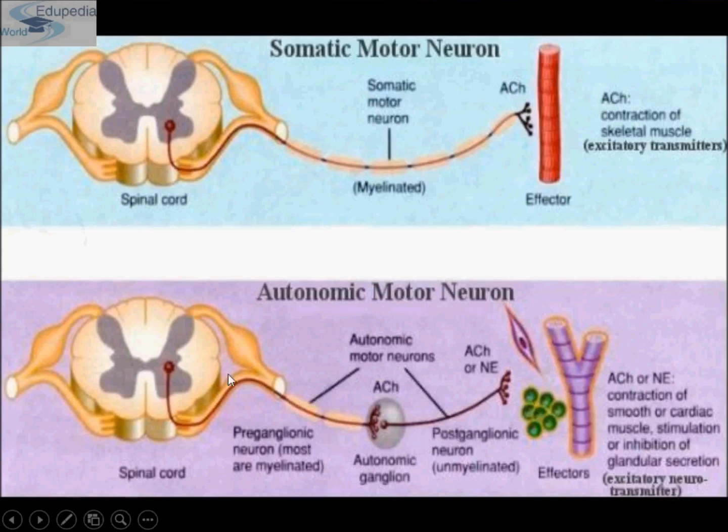Please note that the preganglionic neuron is myelinated in this case, whereas the postganglionic neuron is unmyelinated, and it transmits neurotransmitters such as acetylcholine and norepinephrine, which do the contraction of the smooth or cardiac muscle, stimulation or inhibition of glandular secretion. That means the effectors here are glands or involuntary muscles such as smooth muscles or cardiac muscle. So this is the differentiation between the somatic motor neuron and the autonomic motor neuron.